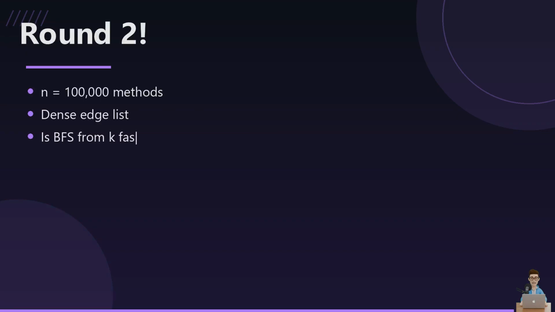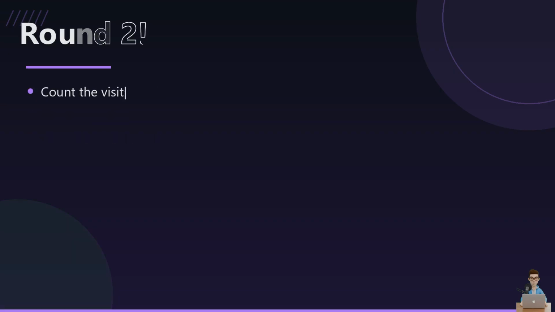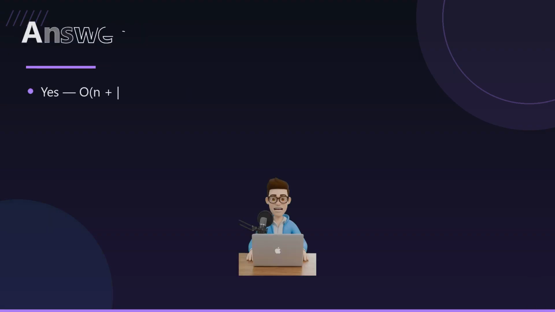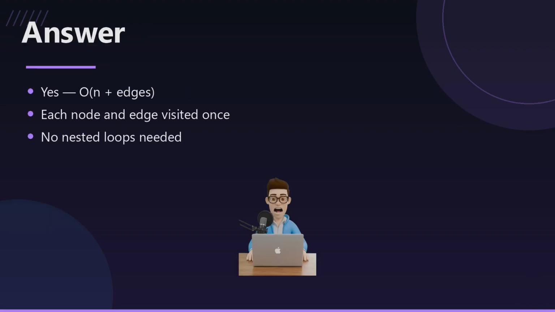Round 2. With 100,000 methods and a dense edge list, is a plain BFS from K actually fast enough here? Count how many times you'd actually touch each node before you answer. Yes, easily. BFS touches every node and edge exactly once, so it's linear, not quadratic. No nested loops required.